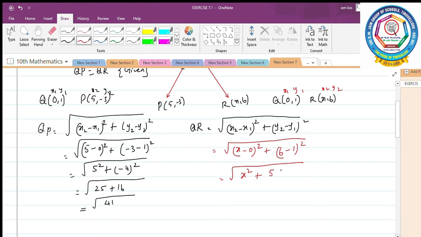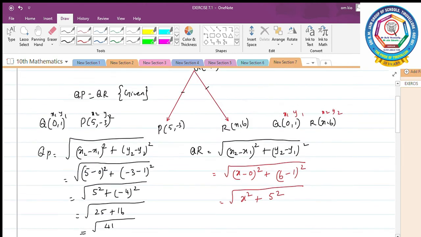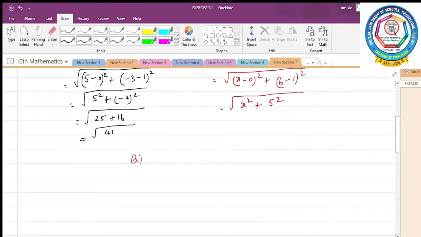Here 5 square. So next step, what condition is given? The equidistance: QP is equal to QR. So QP equal to QR. So next, what is the distance of PQ? Square root of 41. Which is equal to, what is the distance of QR? Square root of x square plus 5 square, that is 25. I want to remove the square root on both sides. That is why I am going to take squaring on both sides.